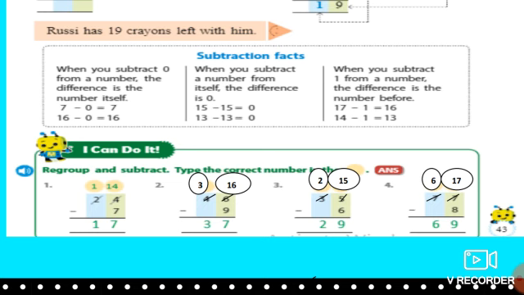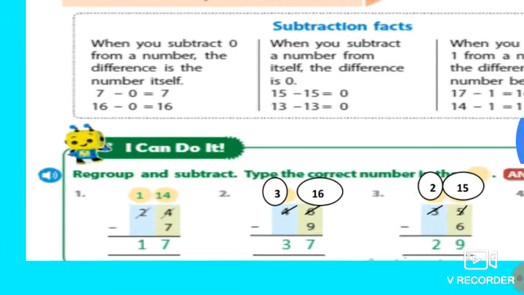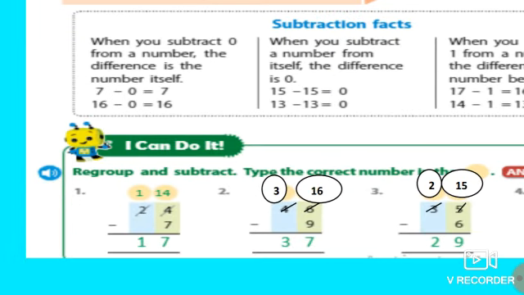See the first one. 24 minus 7. The minus sign tells us that we have to subtract. Can I subtract 7 from 4? No, because 7 is a bigger number and 4 is a smaller number. So what will I do, students? I will borrow from 2. When I borrow, I have taken 1 from there. Now it will be minus 1 from 2 because I have taken 1.